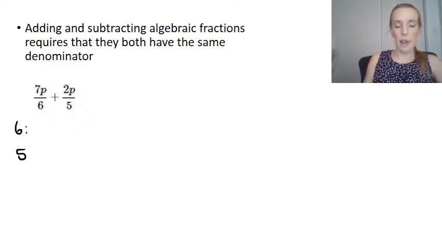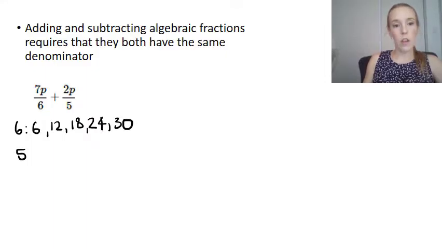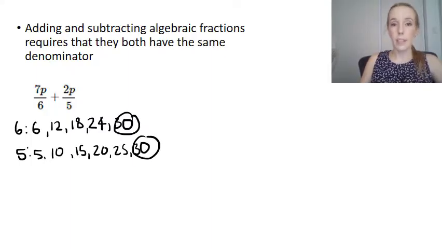So we'll start with our multiples of 6: 6, 12, 18, 24, 30. Multiples of 5: 10, 15, 20, 25, 30. There we go. Our lowest common multiple of both is 30. So then we're going to convert those fractions.